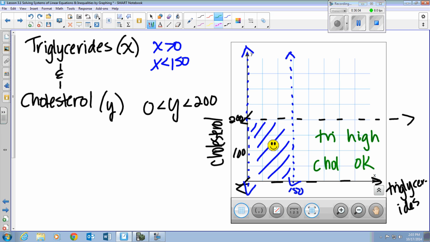Now what happens in this region up here? I'm within the 150 for triglycerides, so triglycerides are okay, but I'm outside of that 200 range for cholesterol, so the cholesterol is too high. So I got bad cholesterol. They're going to put me on a diet.